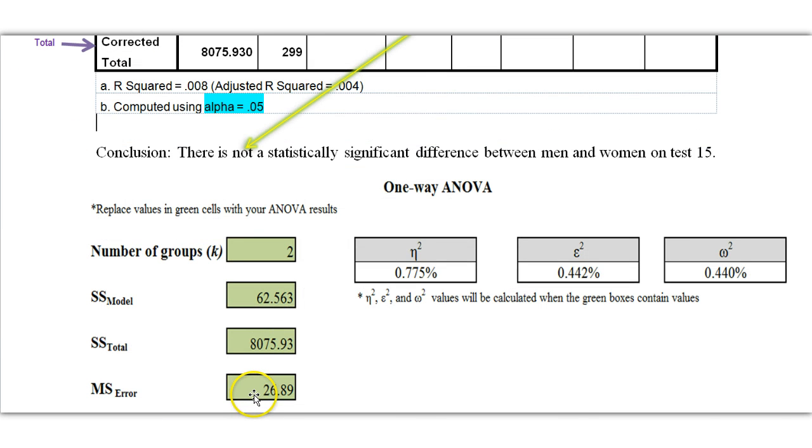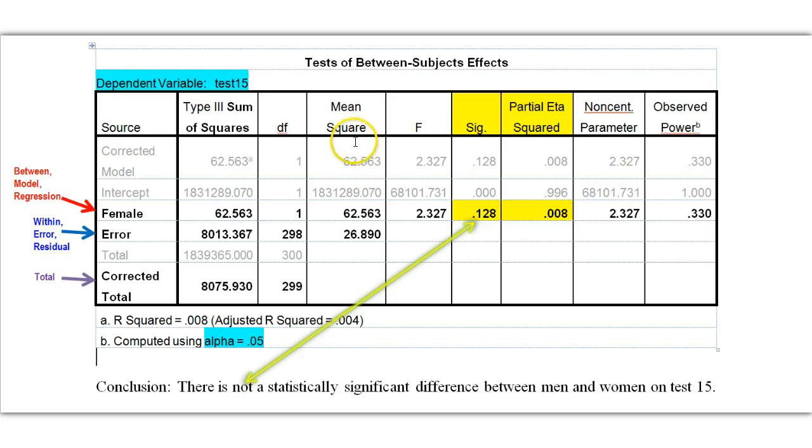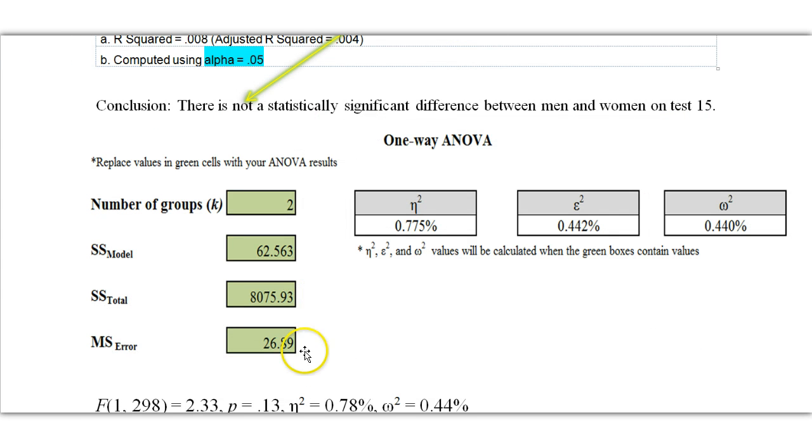Then you have the mean square error. There's the mean square, and the error is this row right here. And then you're done.